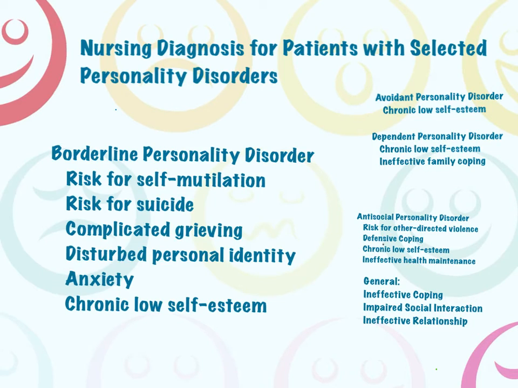Disturbed personal identity, absolutely 100%. These people lack clear boundaries. They do not have a good sense of their own personal identity. That's why their relationships with other people tend to be chaotic and disorganized and volatile. Anxiety, absolutely. They have a lot of ambivalence, and these constant conflicting emotions do cause them a considerable amount of anxiety. So you're going to want to relieve that if you can.